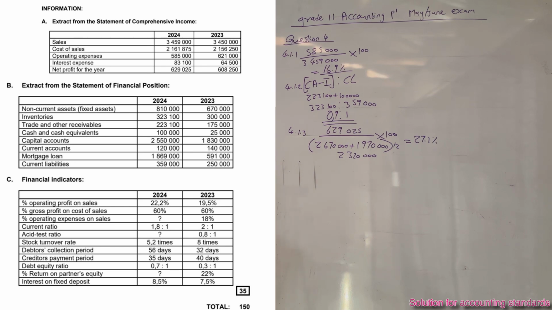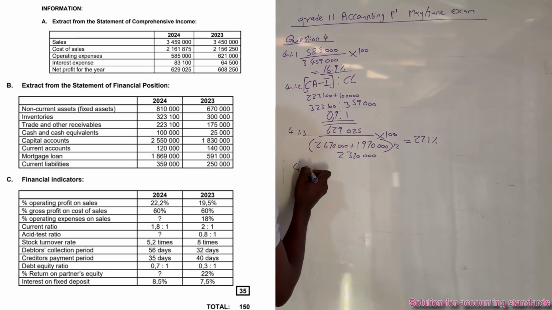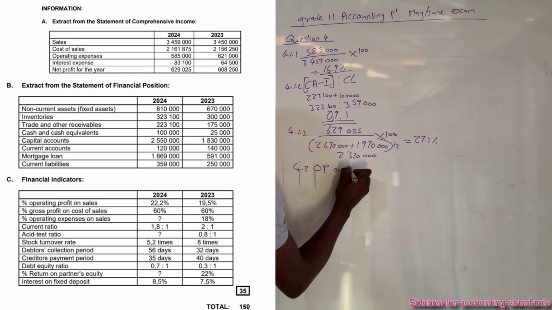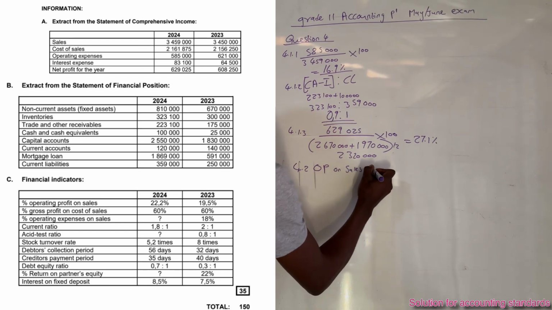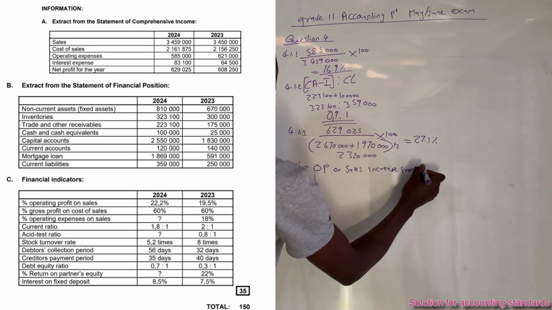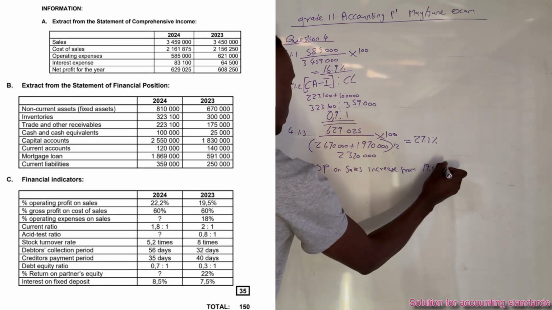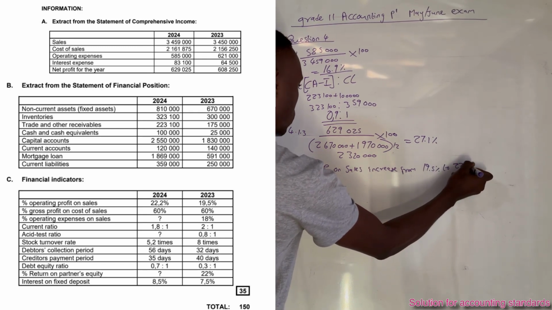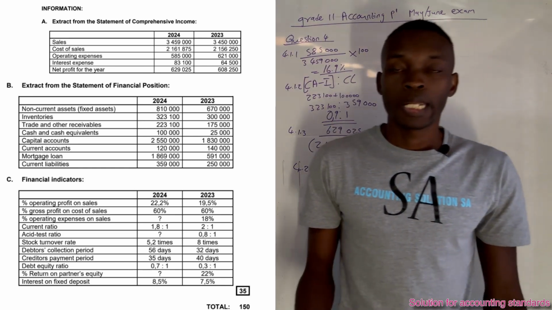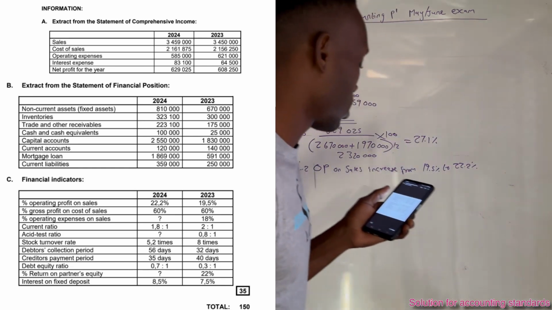Operating profit on sales. Let's quote that. Operating profit on sales increased from 19.5% to 22.2%. This is good, guys. It's indicating that the sales is increasing. So this is good. They're managing it well.